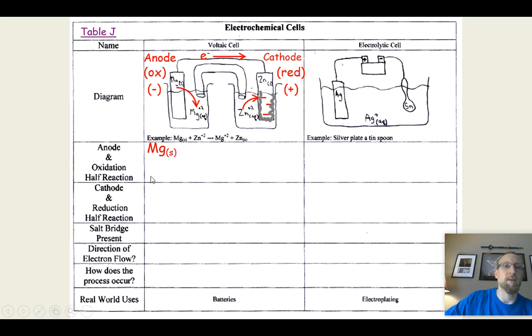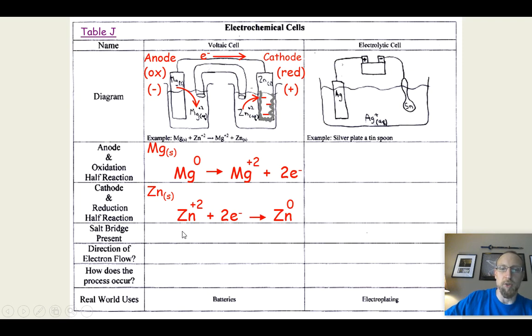And what's the oxidation that's taking place? Well, Mg0 is becoming Mg plus 2 by losing 2 electrons. And then who's the cathode? The zinc metal. So what's the reduction that's taking place? Well, the ion is gaining 2 electrons to become zinc 0.